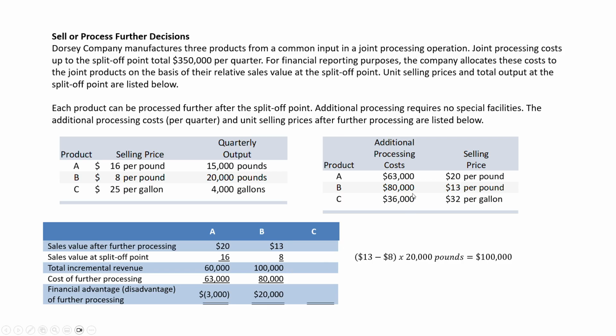Subtract from that the $80,000 additional in cost, which means there's an advantage, or additional profit, if we continue processing. So we continue processing B. Again, these are independent decisions. Once we reach the split-off point, they're unique products. We're going to sell A at the split-off point because it's a disadvantage. We're going to keep processing B because it's an advantage and earns us additional profitability. I'm going to let you cover C on your own.